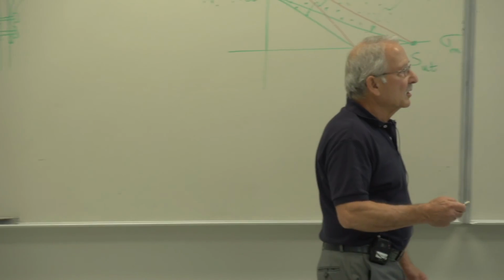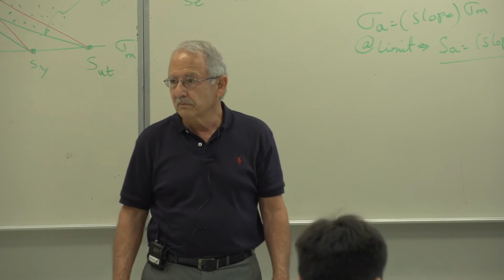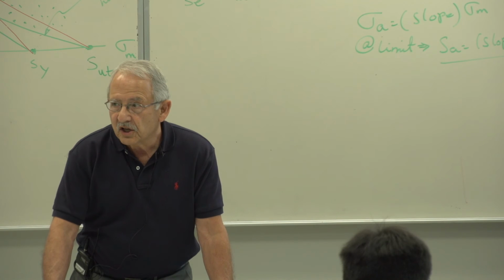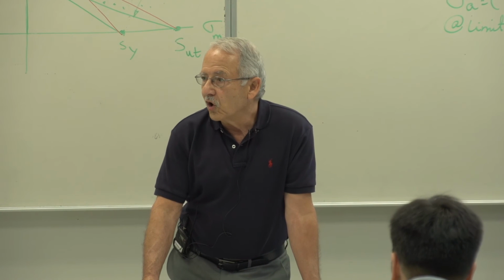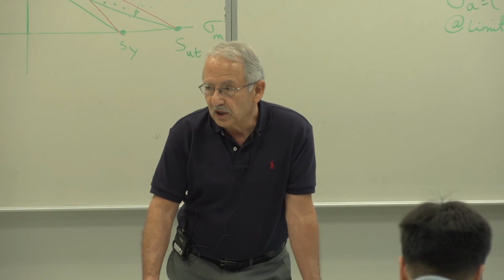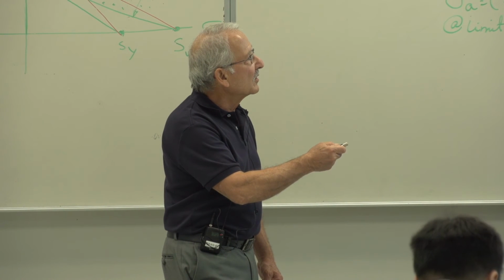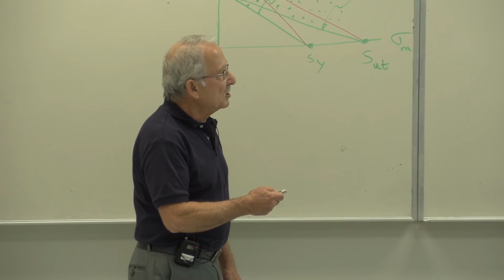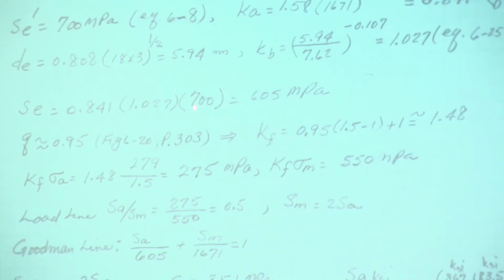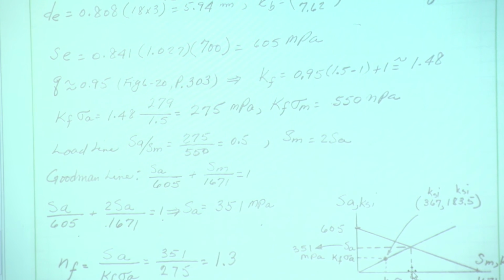Kb, therefore, is 5.94 divided by 7.62 to the minus 1/7. Notice that Kb is larger than 1. This will always be the case if the diameter of the part that you're looking at is smaller than that of the rotating beam specimen. The rotating beam is 7.62. That's why you divide this by 7.62 right there. So that's a little bit larger than 1. Therefore, Se is equal to the modifying factors, only 2 in here. The rest of them we assume 1, unless it says otherwise we assume 1, times 700, 605 MPa.